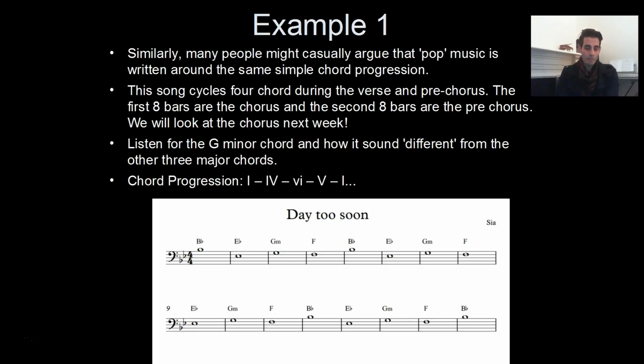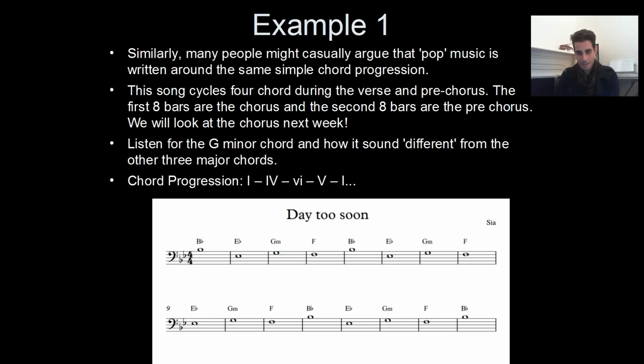And again, we get those relationships, such as the 1-5-1, are very stark in pop music as well. So this song cycles 4 chords during the verse and the pre-chorus. The chorus is a different issue. We're going to look at the chorus next week when we start to look at the expanded diatonic area. People can have a listen to it if they like, but for the moment we're just going to think about the verse and the pre-chorus.